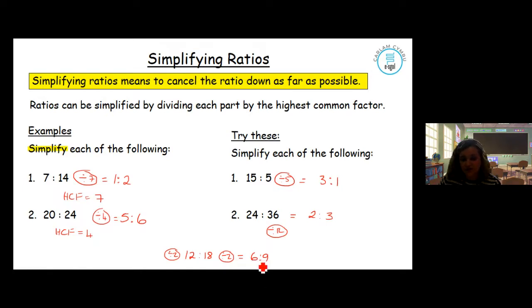Okay, so what I can do here is have a think. Is there another times table the 6 and 9 would go into? And there is. That's the 3 times table. So if I divide them both by 3, I would get 2 to 3.